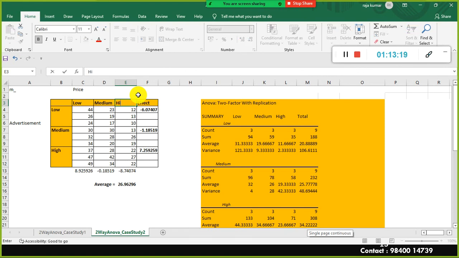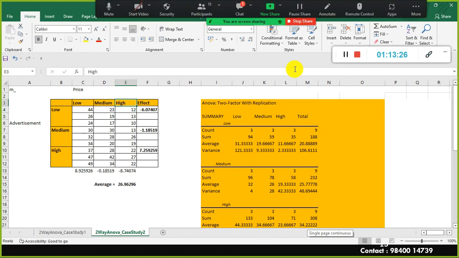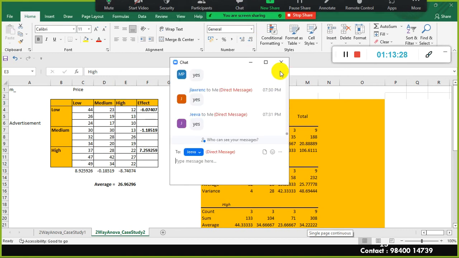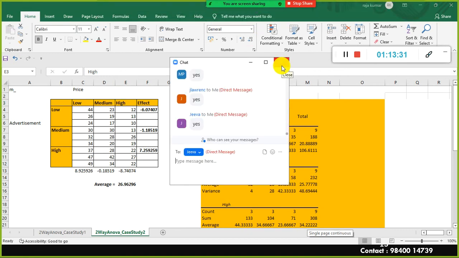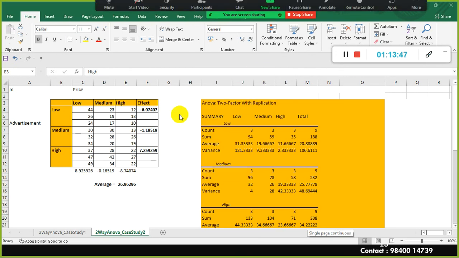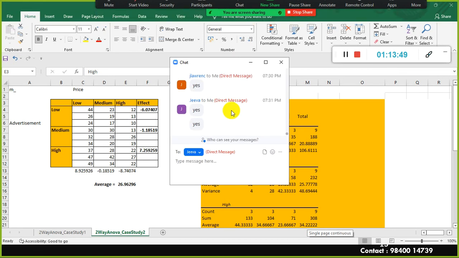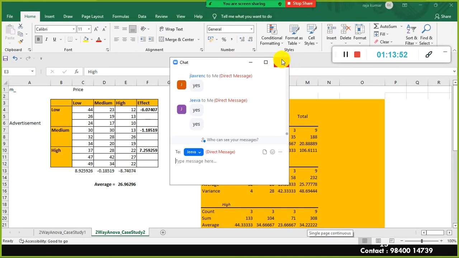Palani is silent. Okay, I give more advertisement, but I'm increasing the price also. Will that have any influence on my sales? Price is more, advertisement also more. Yes, Jiva says yes. No, right?